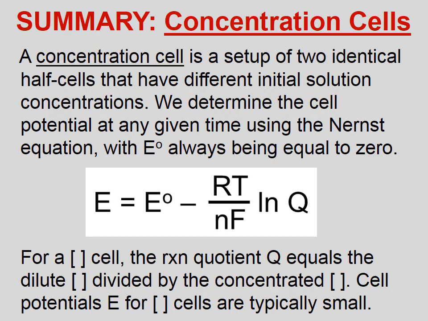Let's summarize. A concentration cell is a setup of 2 identical half cells that have different initial solution concentrations. We determine the cell potential at any given time using the Nernst equation, with E0 always being equal to 0. For a concentration cell, the reaction quotient Q equals the dilute concentration divided by the concentrated concentration. Cell potentials E for concentration cells are typically small.